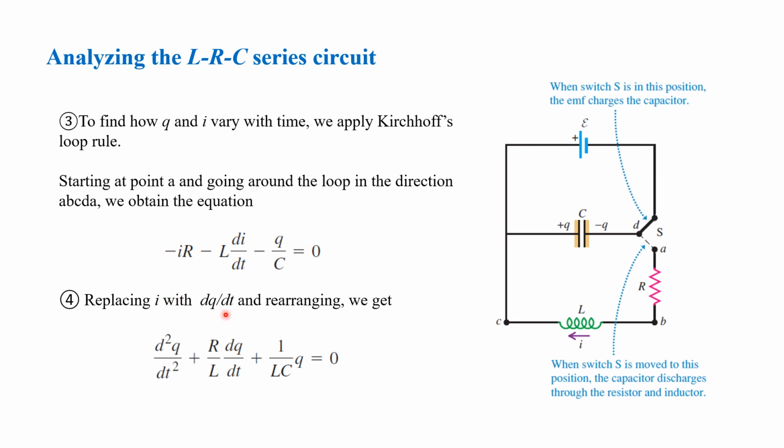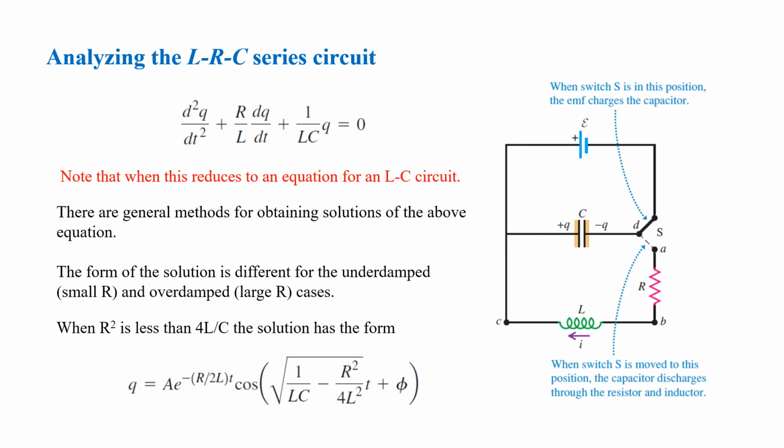Now, let's replace I with dQ over dt. Rearranging the equation, we get your second-degree differential equation: d squared Q over dt squared plus R over L dQ over dt plus 1 over LC Q equals 0. There are general methods for obtaining the solution of this differential equation. Note that when R is 0, this equation just reduces to your LC circuit. The form of the solution is different for your underdamped and your overdamped cases.